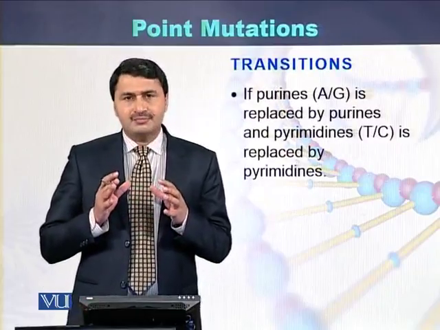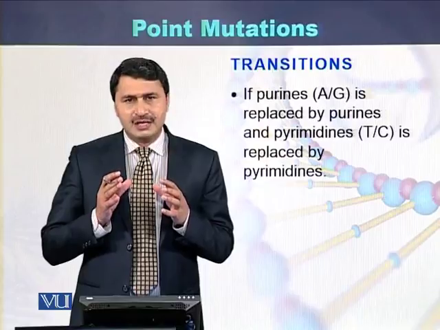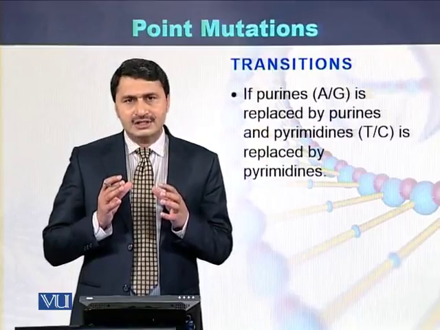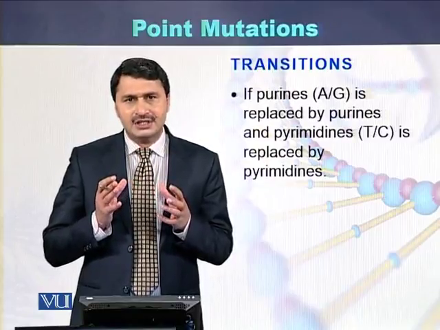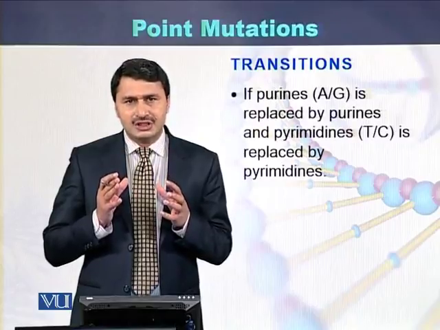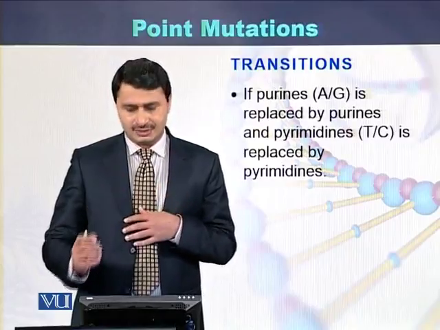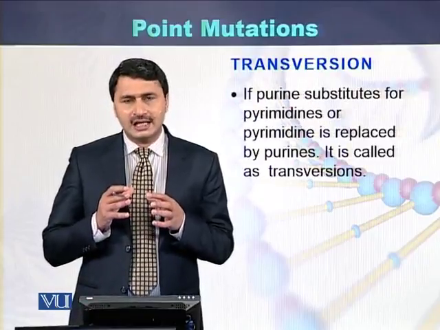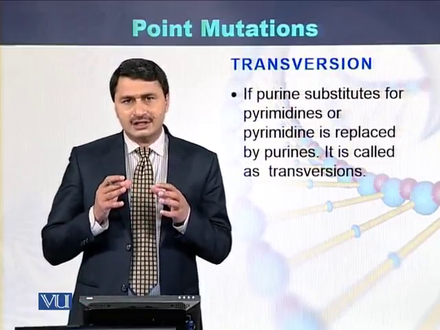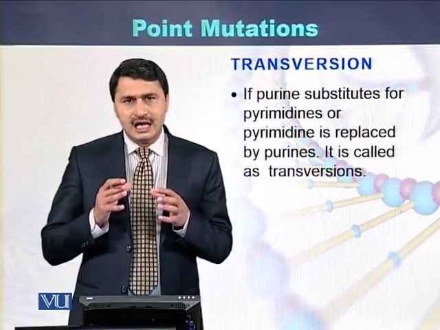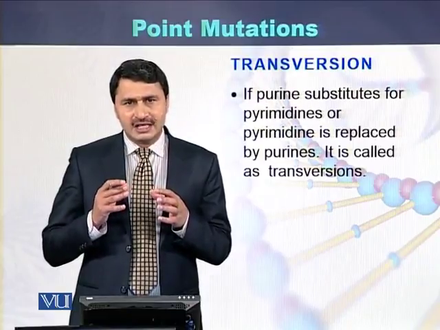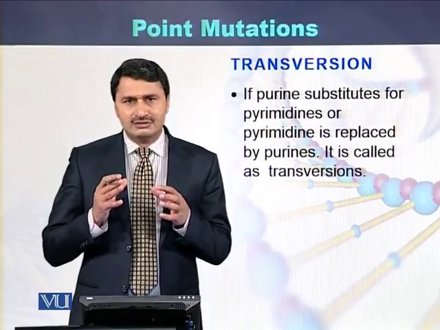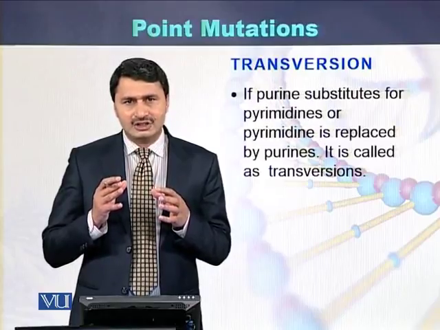Transitions. If purines are replaced by purines and pyrimidines are replaced by pyrimidines, then the mutation is called transitions. On the other hand, if purines are replaced by pyrimidines and pyrimidines replace the purines, then this phenomenon is called transversions.